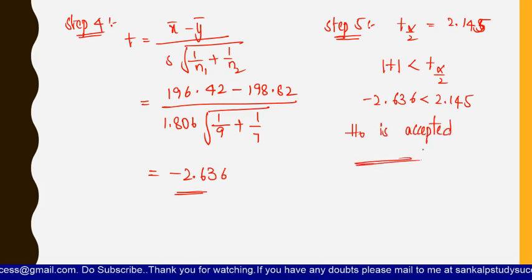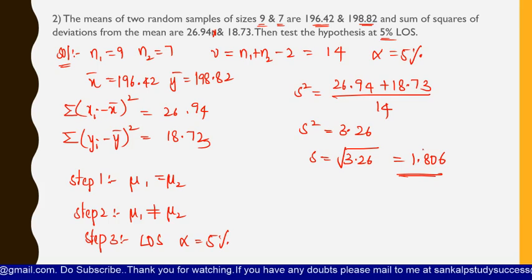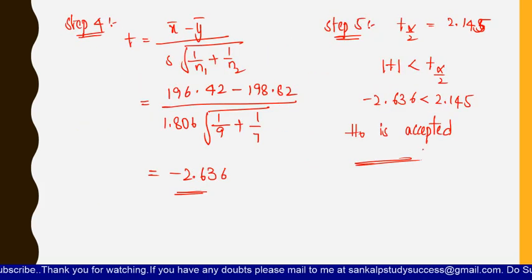So in this way you have to solve the problems of two means. That means to test the hypothesis of two means, you have to follow these 5 steps in the step-by-step procedure, and at the last you have to say whether the null hypothesis is accepted or rejected.